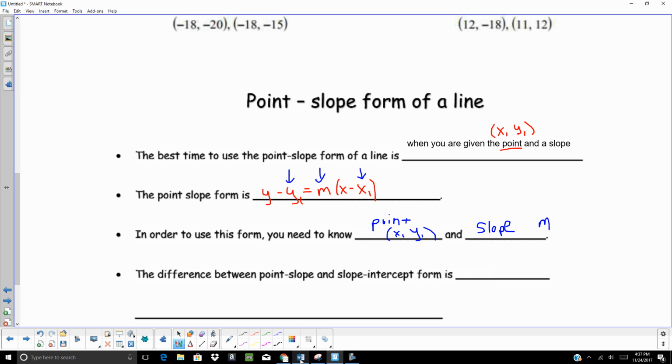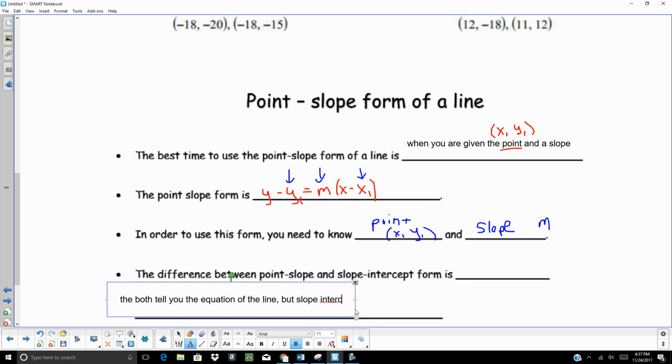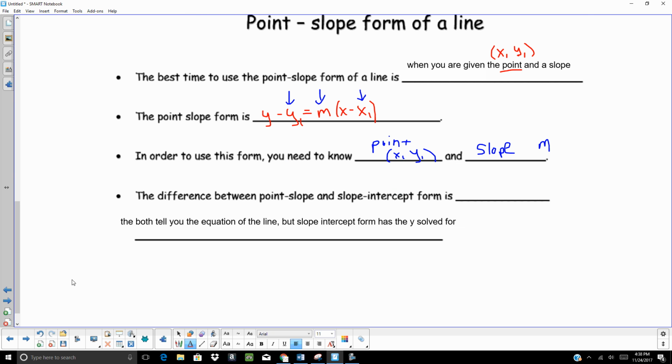The difference between slope-intercept form and point slope form is kind of a subtle little difference. They both tell you the equation of the line, but slope-intercept form has the y solved for. So slope-intercept form is always going to be y equals. So you really have to look at how it is written.